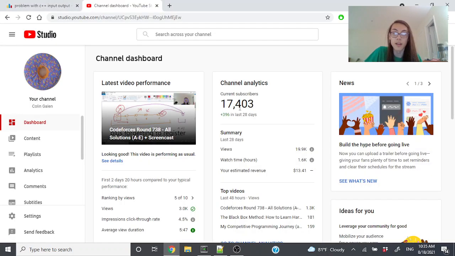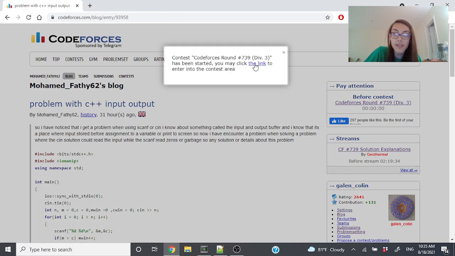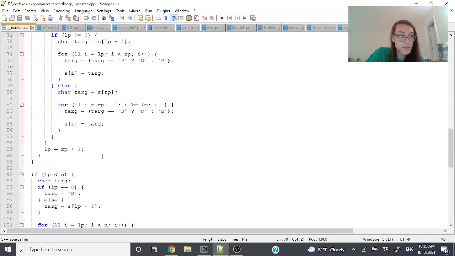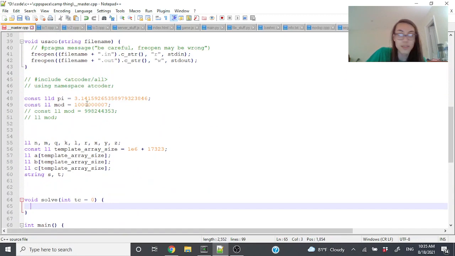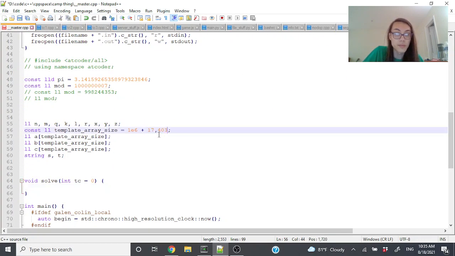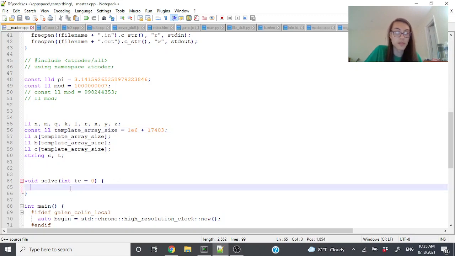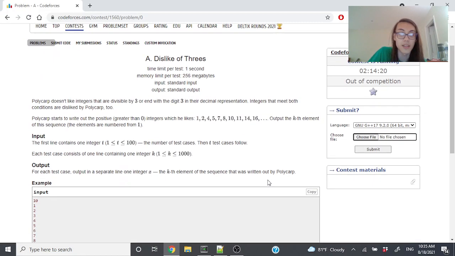Hey guys, we have ourselves a div 3 today, and I don't remember what this code is. Oh yeah, that. We have ourselves a div 3, and I'm just gonna jump into it. For some reason I do better on these, so I'm gonna try going harder.